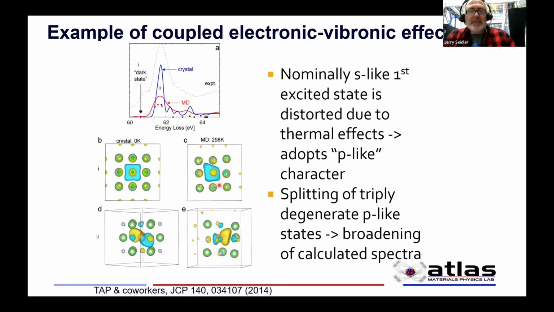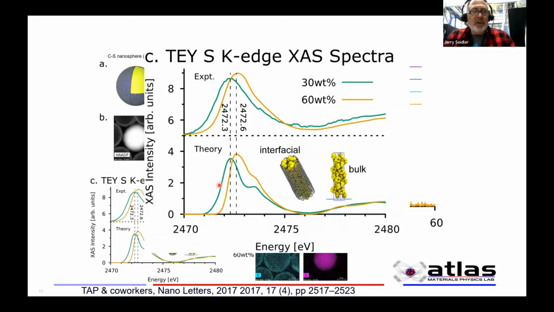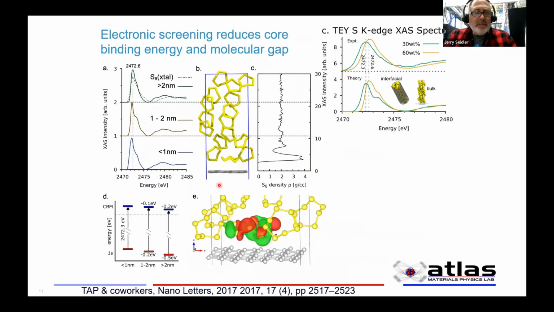One more question. If you go to your sulfur slide with the sulfur near the carbon, and the energy shift and all that, what's the mole fraction expected to be for the sulfur that actually is close enough to the carbon to have these shifts?